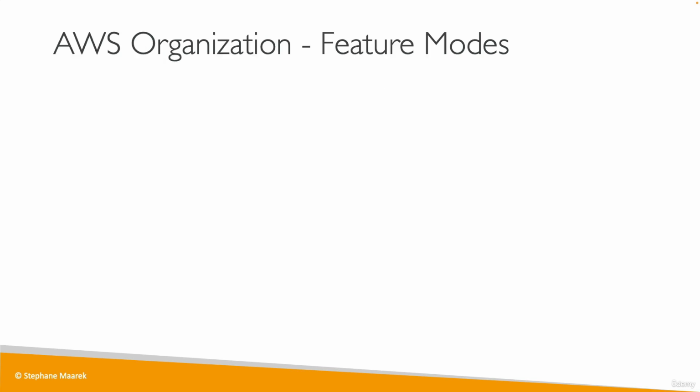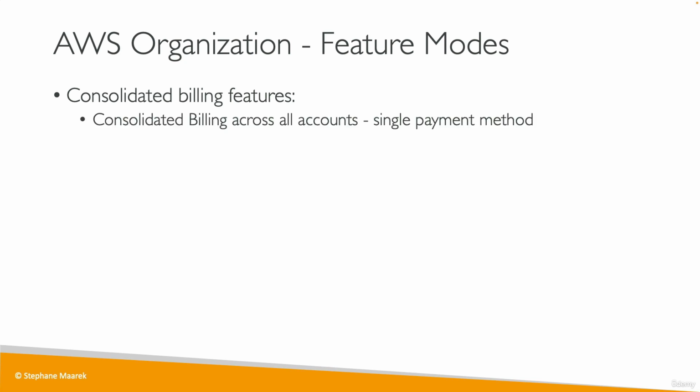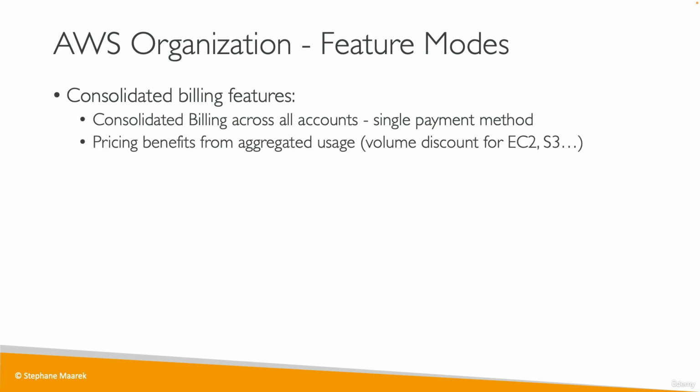So there are two feature modes you need to know for AWS Organizations. The first one is the consolidated billing feature. So this is going to aggregate billing across all accounts and give you a single payment method directly from the management account. And the reason you do so is that you're going to get pricing benefits from the aggregated usage. You're going to get volume discounts for EC2, for Amazon S3, and so on, because you are using more across all accounts. All Features is going to be another feature mode for organizations.